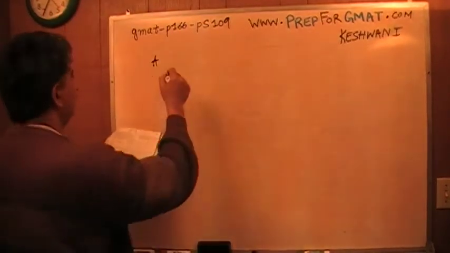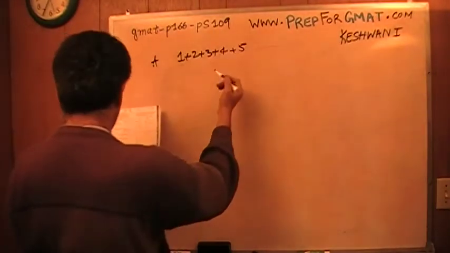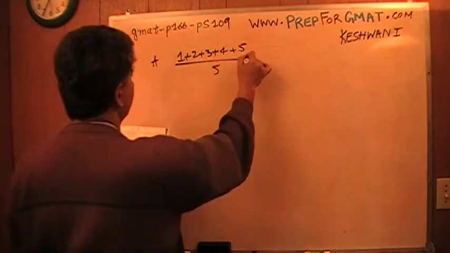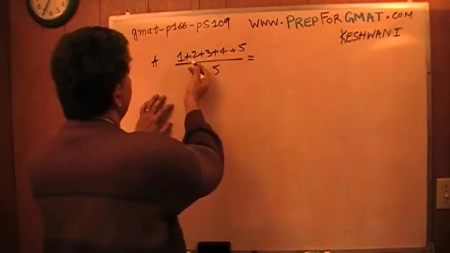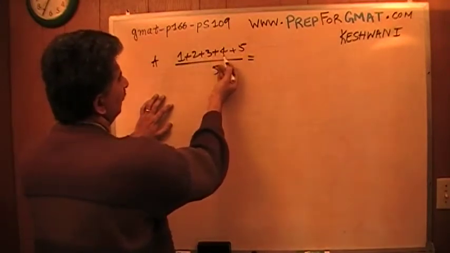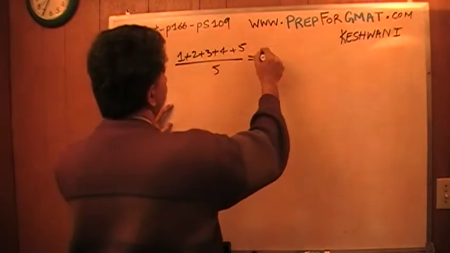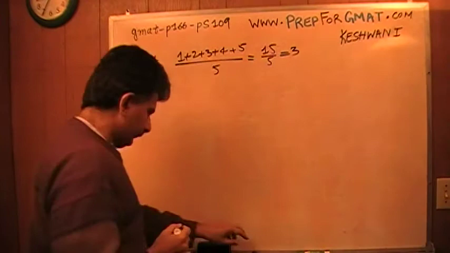A says 1 + 2 + 3 + 4 + 5, all over 5. Let's see what it boils down to. 1 + 2 = 3. 3 + 3 = 6. 6 + 4 = 10. 10 + 5 = 15. So it is actually 15/5 = 3.